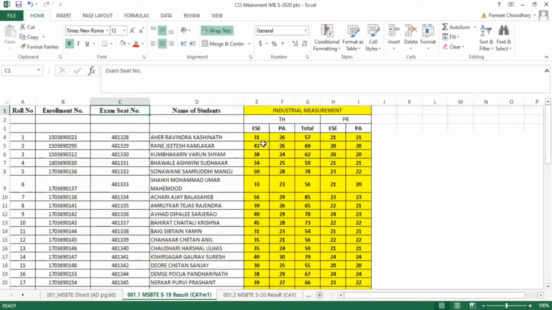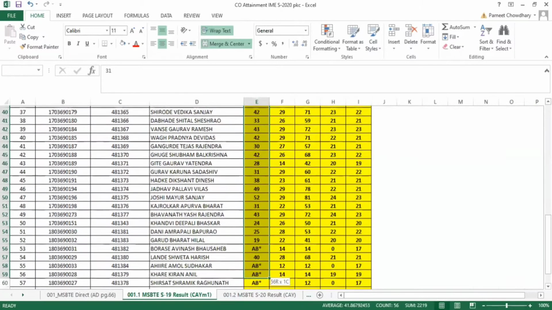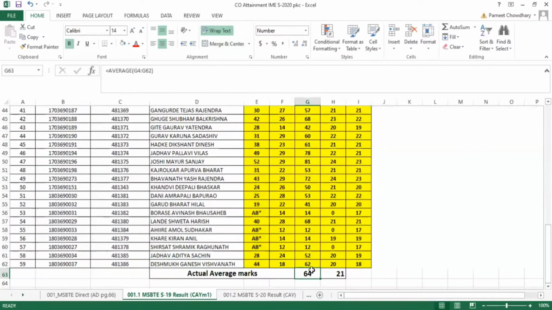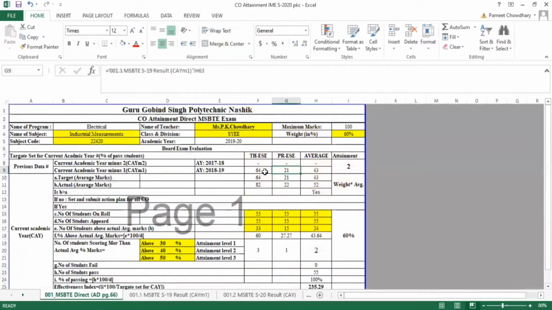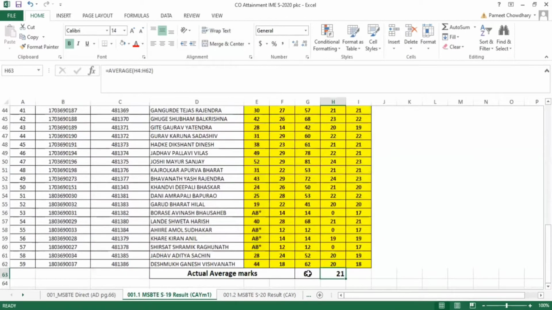So if you see this sheet number 1, THESC and PRESC, we require the end sem marks. So if you see this THESC, at the bottom we have placed this average marks. So here we have got these values 64 and 21 that are coming from here, 64 and 21.